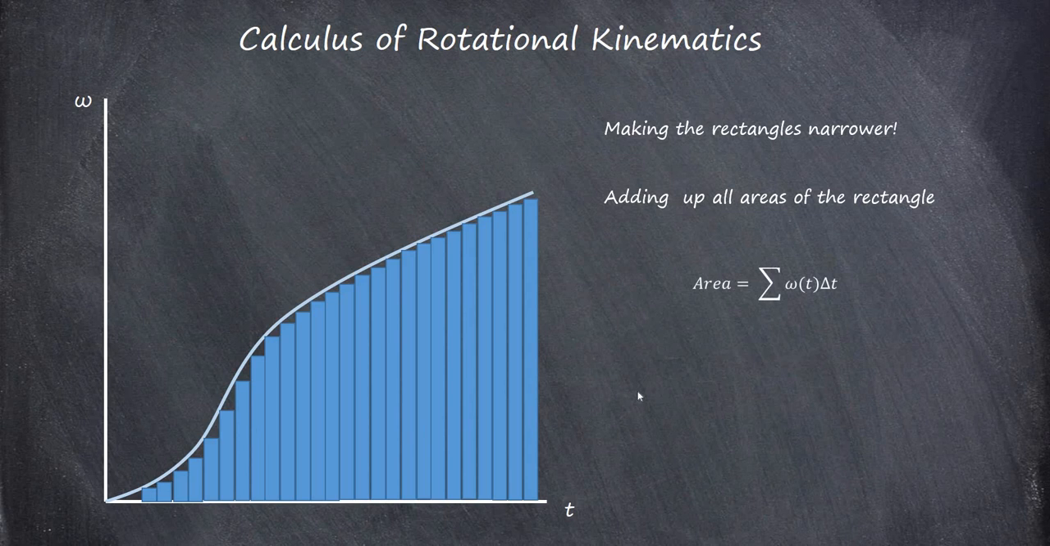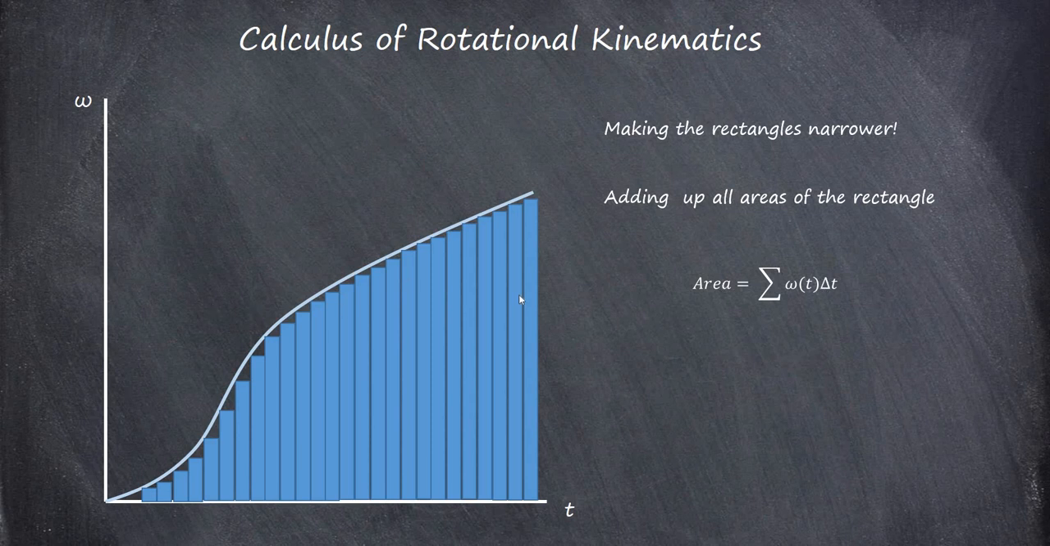We get, okay, this is the formula. The area is the summation of all the areas of the rectangles, where omega sub t here is just the height of the rectangle, and delta t is just the width. So omega t times delta t, that's just length times width, or height times length, just the area of the rectangle. And the summation here is just we add up all the areas of these rectangles.